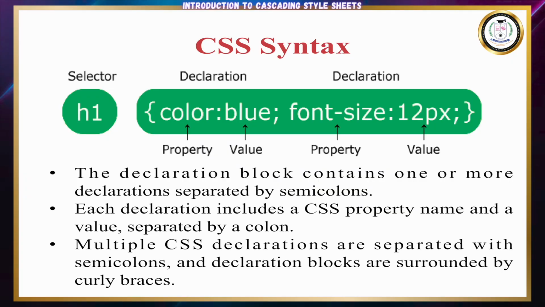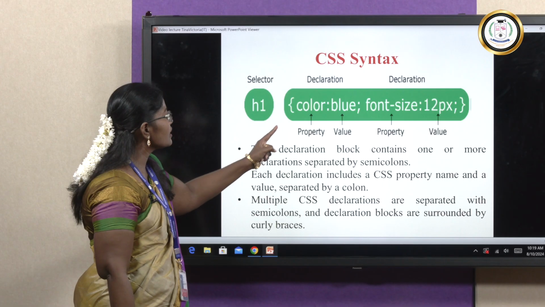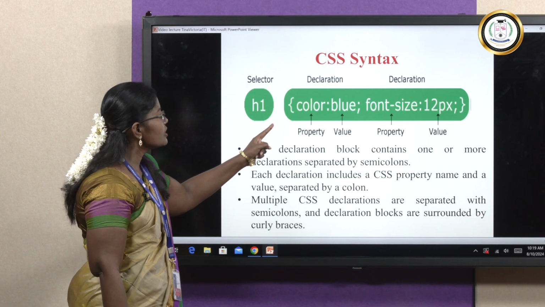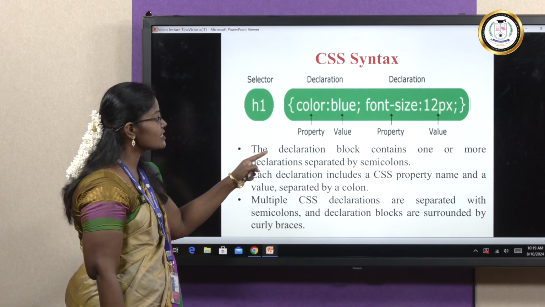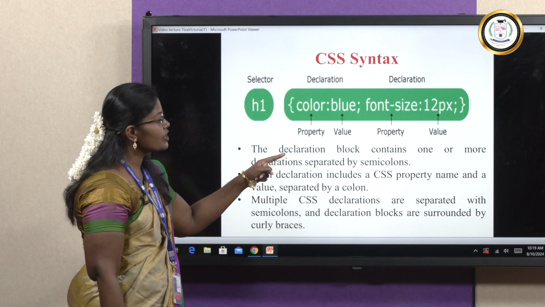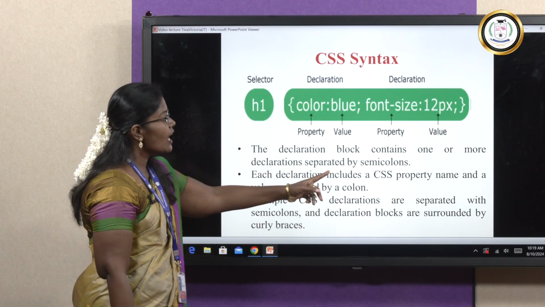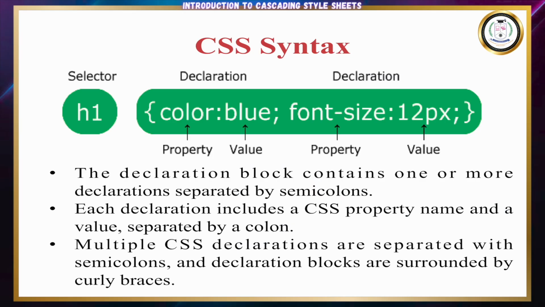CSS syntax. For example, H1 color blue, font size 12 pixels. H1 is the selector and color is the declaration. Color is your property and the property has a value of blue. Likewise, font size is your property and it has a value of 12 pixels. So the declaration consists of a property and a value.